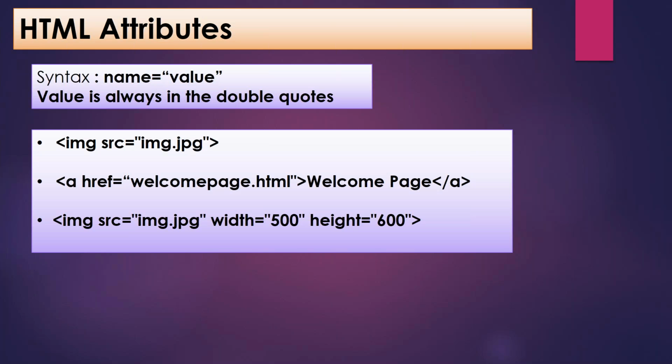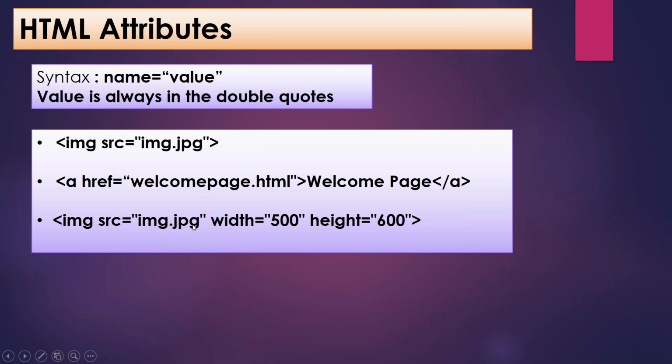Now we'll just see the examples. Here we have an image tag. In this image tag, the name is src. Src means the source, and your value is your destination, meaning where your image is present. So this is one attribute pair. In the anchor tag, we have href. We already heard this word href. Href means reference. So here the reference is welcome page.html. They are referencing us there. We'll learn about this further. Just concentrate on the name and value pairs, not on what these tags mean, because we have a detailed explanation about the image tag and anchor tag as well.